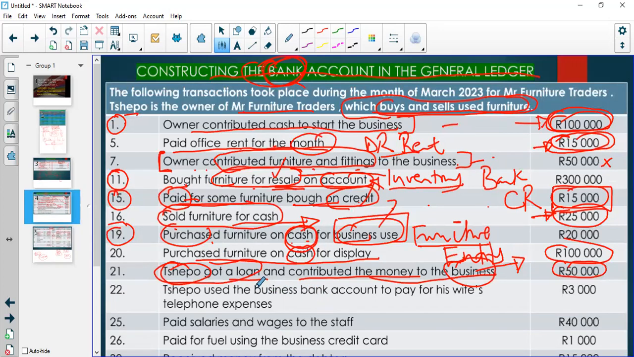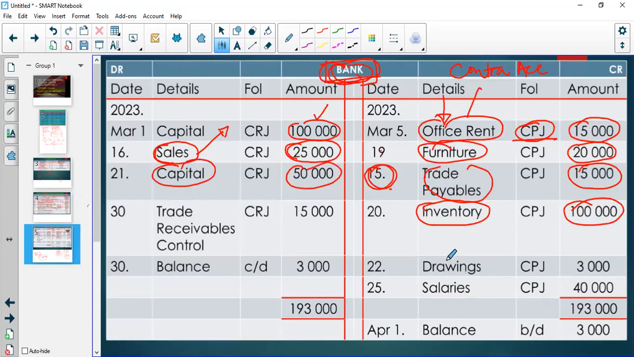And so Tsepo used the business bank account to pay for his wife's telephone expenses. And we have explained to you earlier that this is drawings. So the money went down as a result of the drawings. So I'm going to say drawings here and 3,000 on the credit side, because the credit side for bank means we are paying, our money is being reduced.